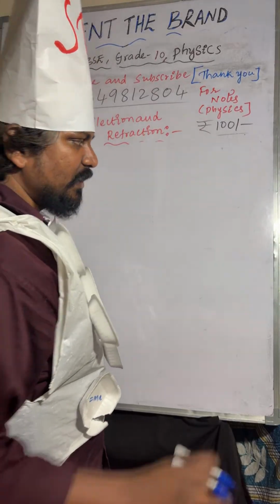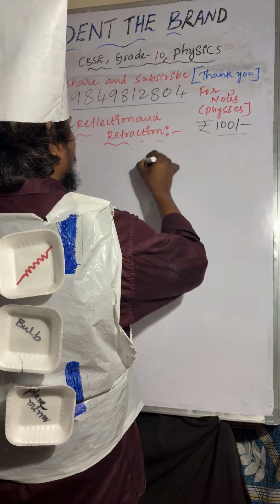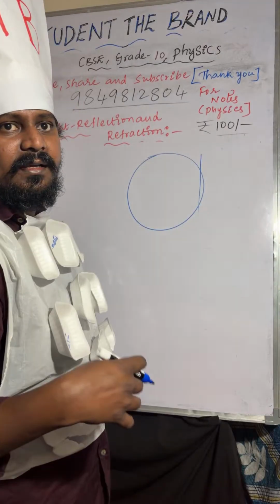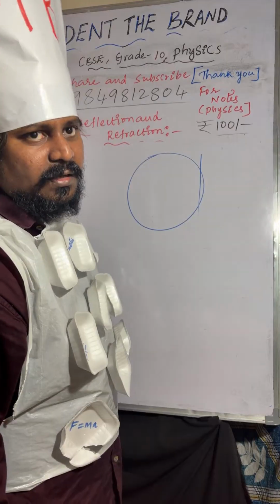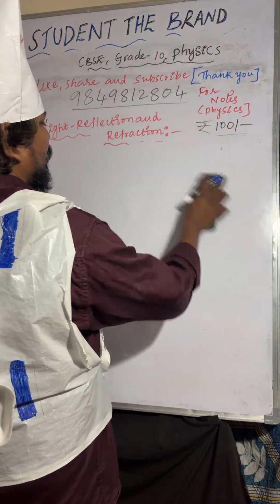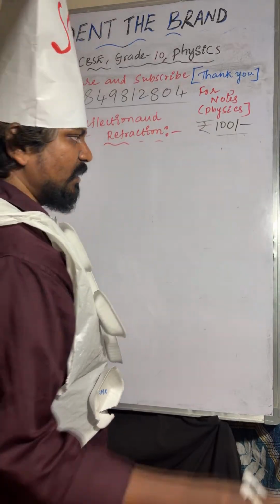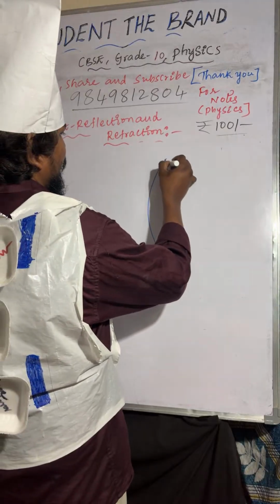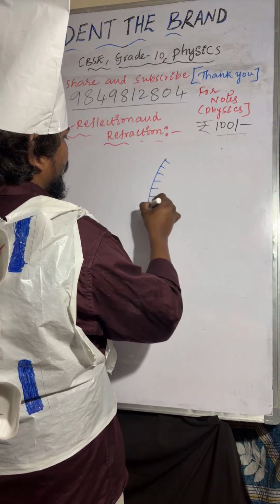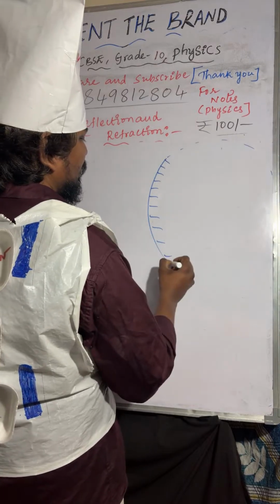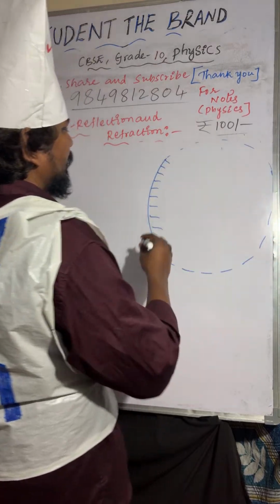So I am taking here a part of the sphere like this. If you take a small portion, that's why it is called a concave mirror. Now I am considering here this is the convex mirror. Okay, so it is a part of the sphere like this.